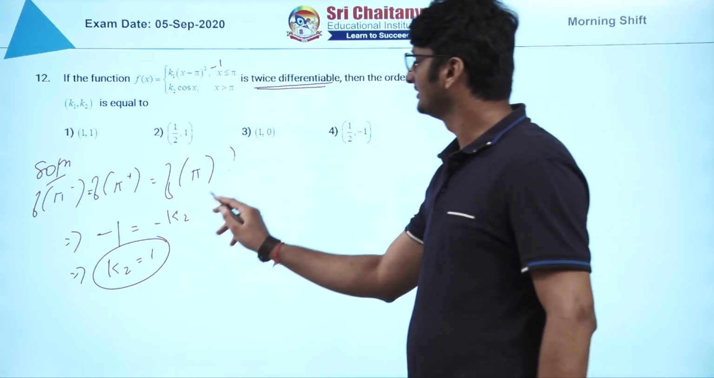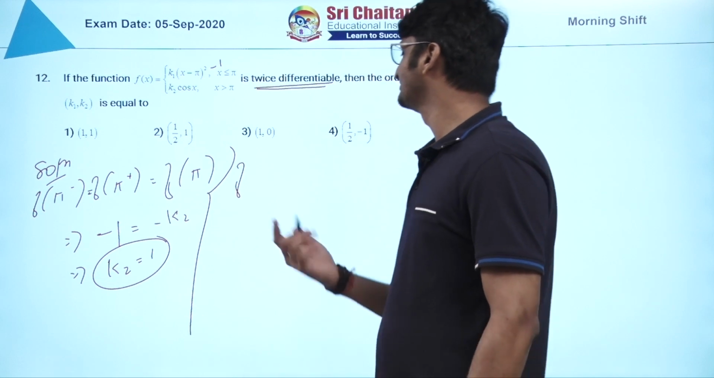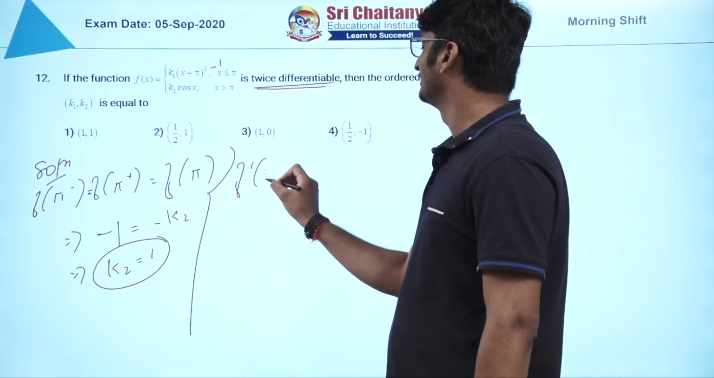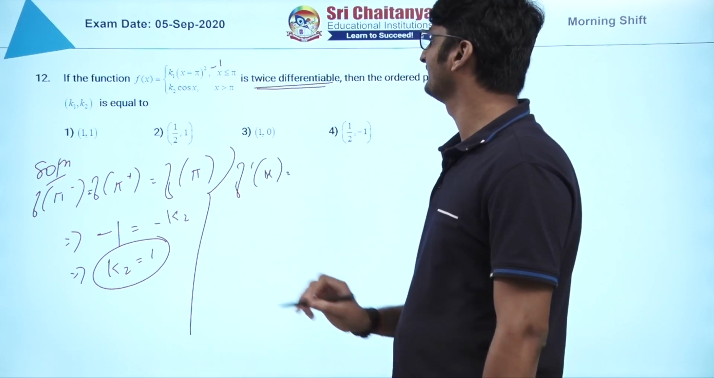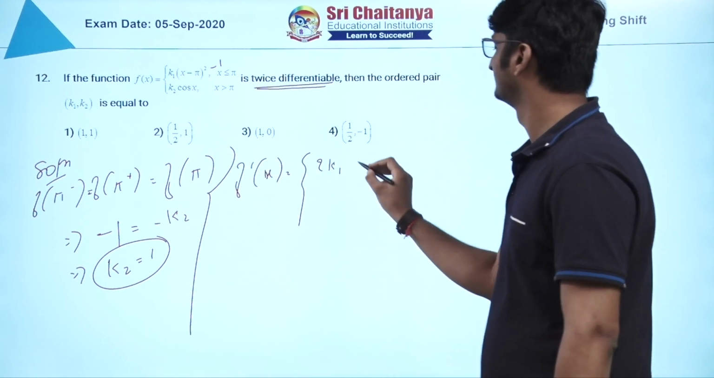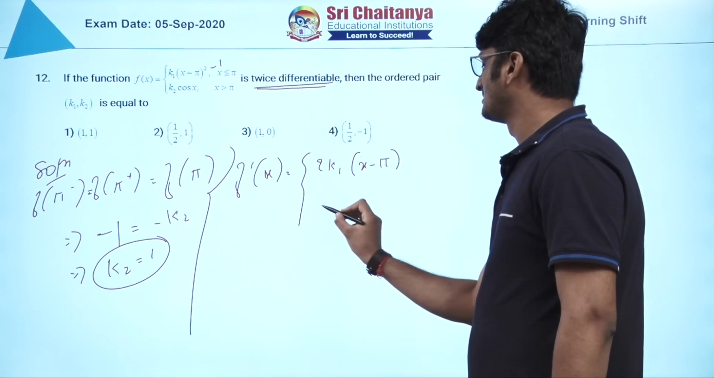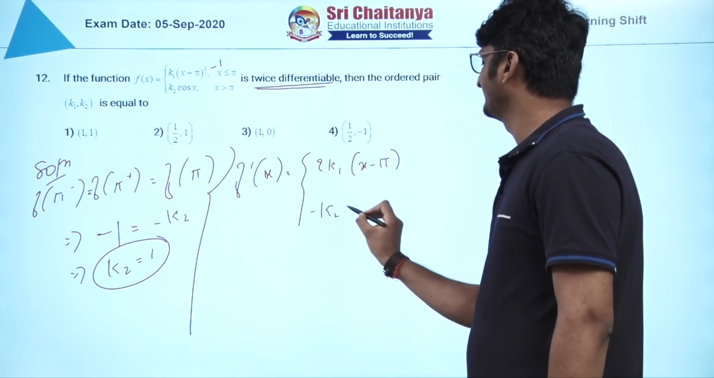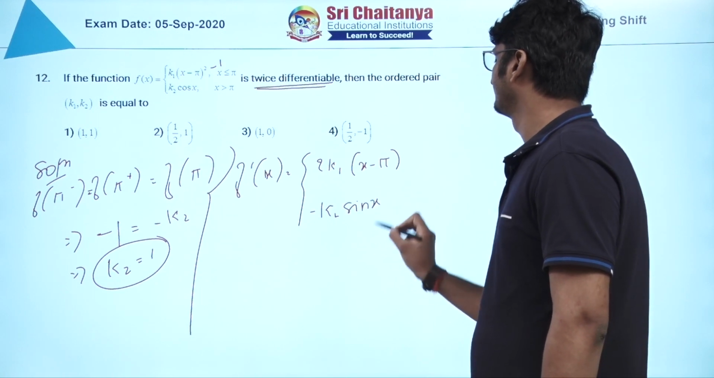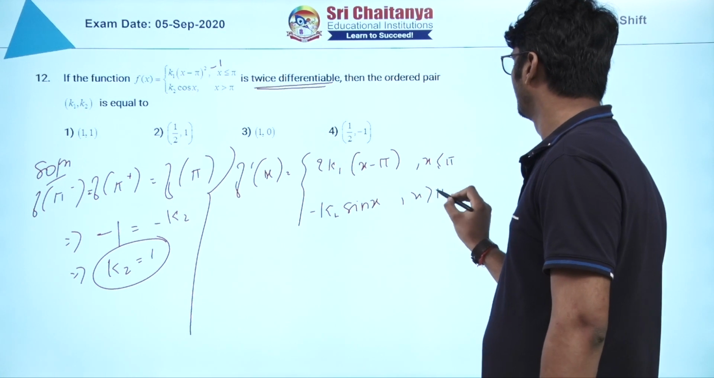Let us differentiate it. We have used the property of continuity. Now, let us differentiate it since it is differentiable. So f dash of x is what? 2k1 into (x minus pi) for x less than pi, and k2 minus sin x for x greater than pi.